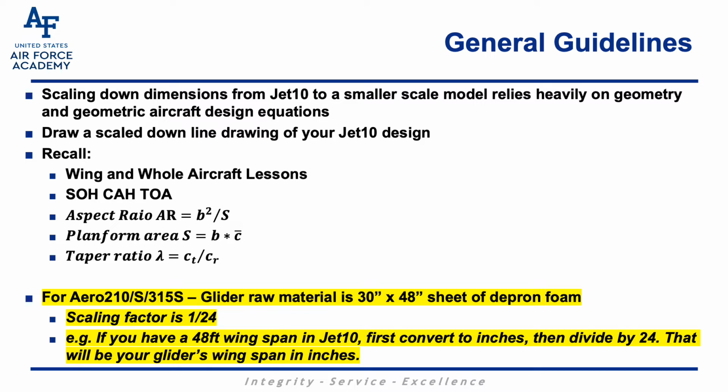That means your dimensions, once they're scaled down, cannot exceed a 30-inch length fuselage, because that's the limit of the foam size. So you can't have a bigger airplane than the foam that we have. So I'll give you an example. If you have a 48-foot wingspan in Jet10, the first thing I would suggest you do is convert it to inches and then divide that by 24. And those are the dimensions you'll bring in and physically measure out onto the foam for your glider.